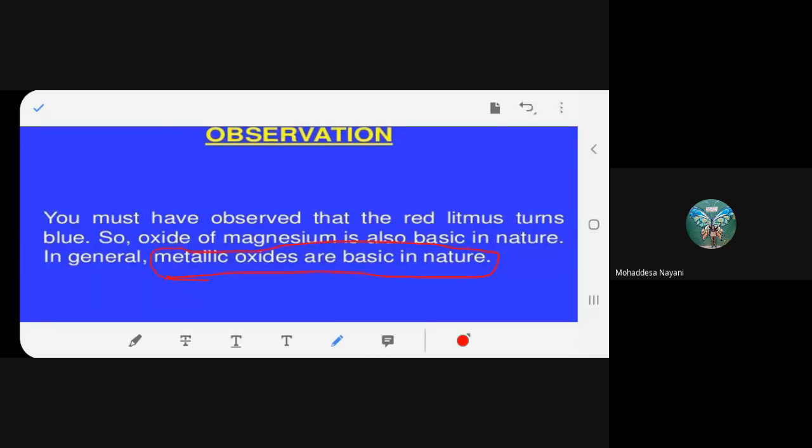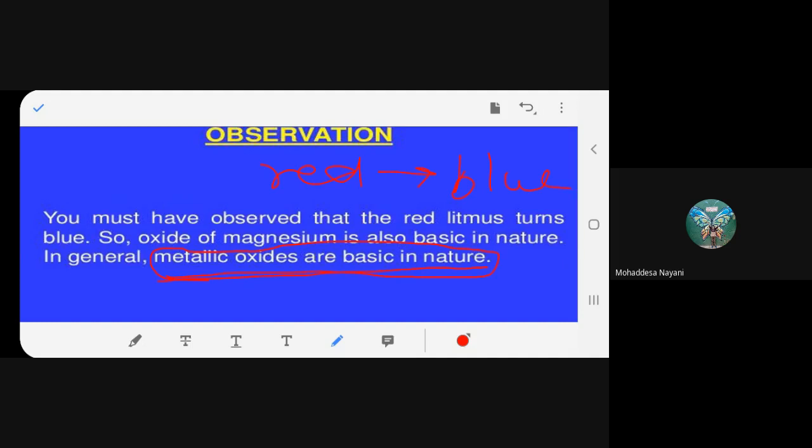Is it understandable? Ma'am, we had learned that red litmus turns blue, and blue litmus turns red. Exactly, now you remember. So what we have learned is that metallic oxides are basic in nature. What does that mean? Red will turn to blue. This is basic in nature.